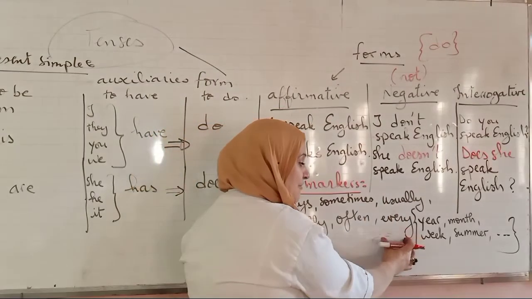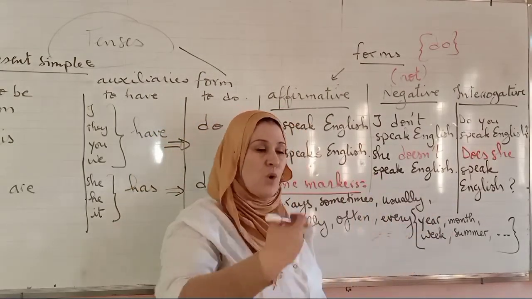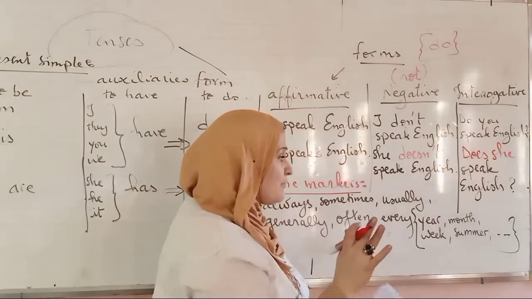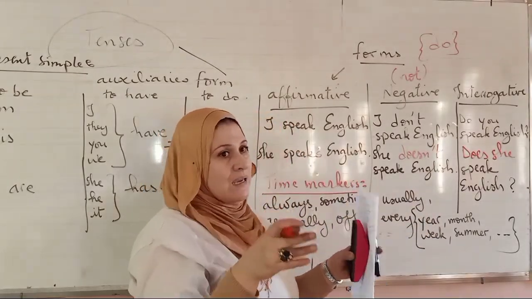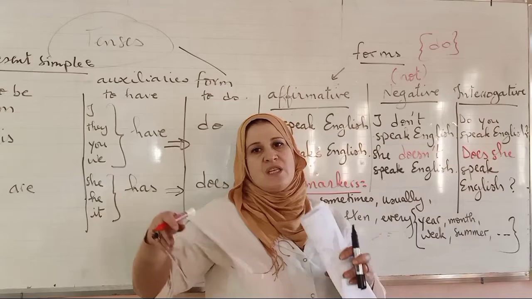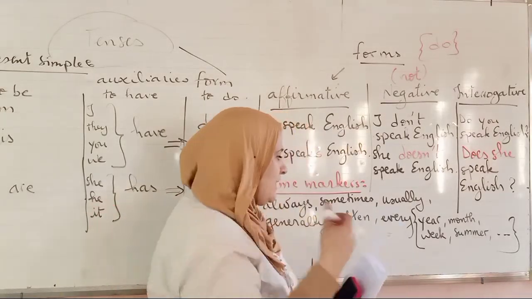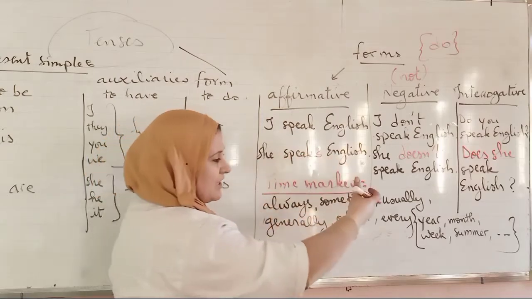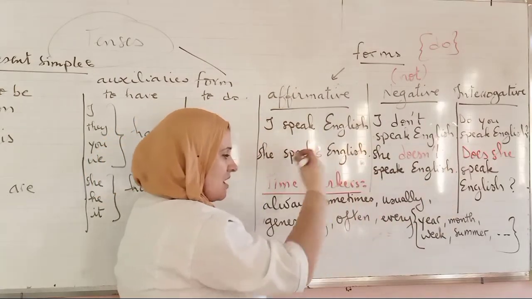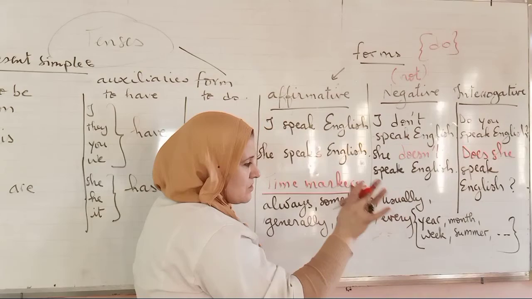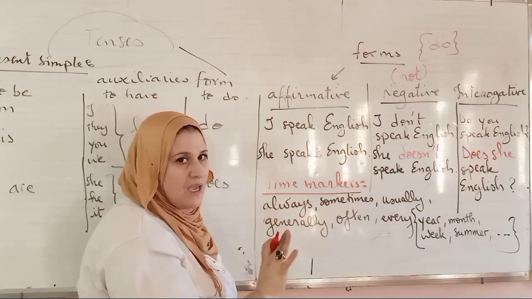So they are put after the subject. But concerning every, it can be used at the beginning or at the end of the sentence. Like, for example, I start school every year, okay, or every September. So here, I put every at the end. I can use it at the beginning or at the end. So it depends on the sentence, okay.